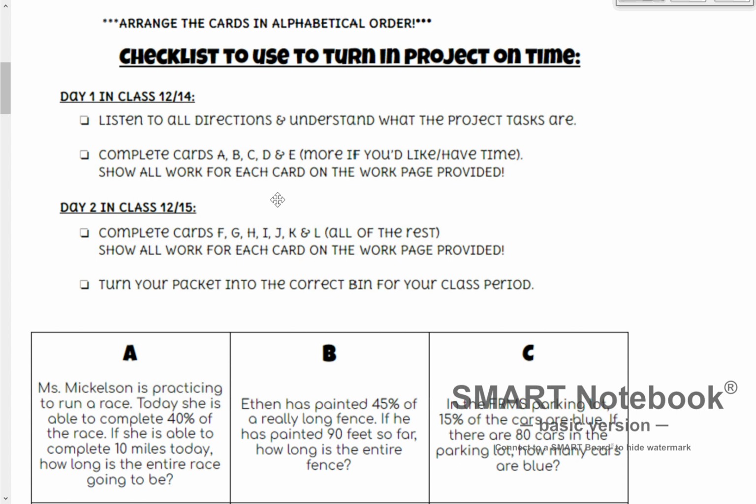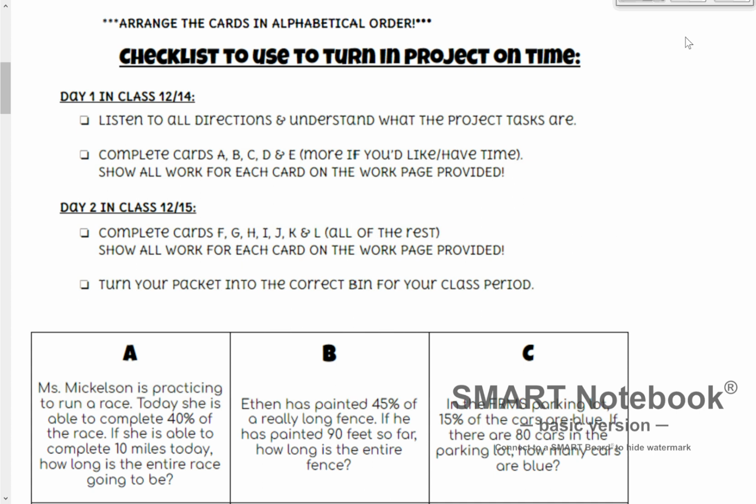All right, day 2 in class, so tomorrow in class, you'll complete cards F, G, H, I, J, K, and L, showing your work on all the work pages, and then putting that packet into the correct drawer for your class period. Okay, so if you finish tomorrow in class, you can turn it in right away. Make sure your name is on it. If you don't finish it tomorrow by the end of class, then you do need to go home and finish it that night.